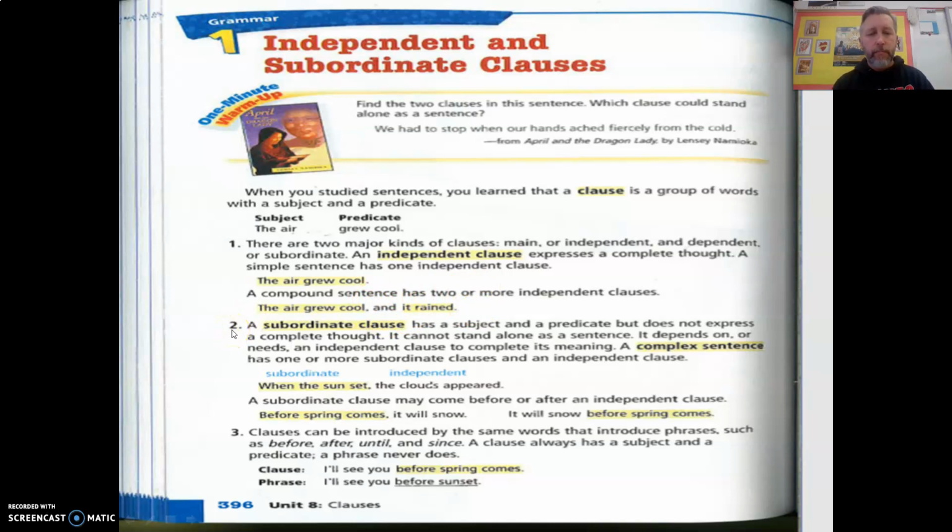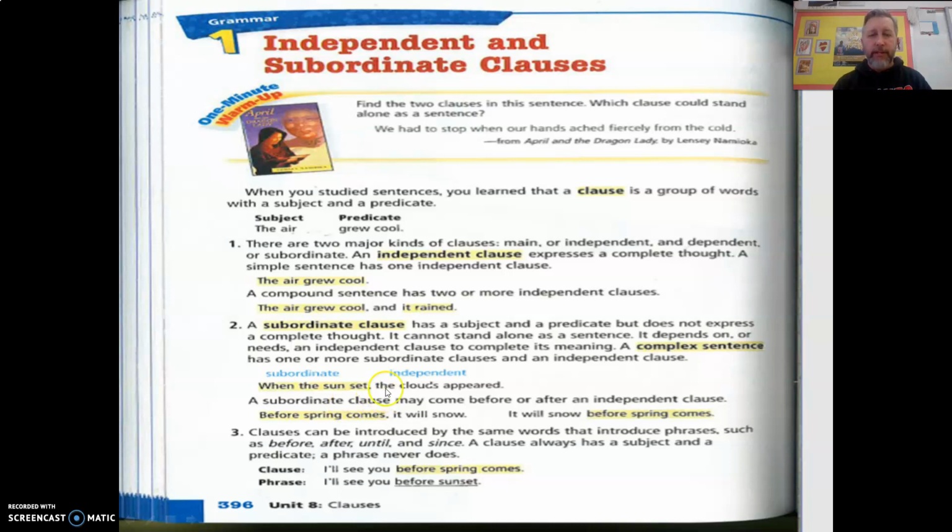Number 2, a subordinate clause has a subject and a predicate, but does not express a complete thought. It cannot stand alone as a sentence. It depends on or needs an independent clause to complete its meaning. Like we said before, a subordinate clause and an independent clause together make up what we said was a complex sentence. If we look here at this example under 2, when the sun set, the clouds appeared. The clouds appeared. Subject, the clouds, appeared, predicate. It's got the 2 parts, so it's a clause.